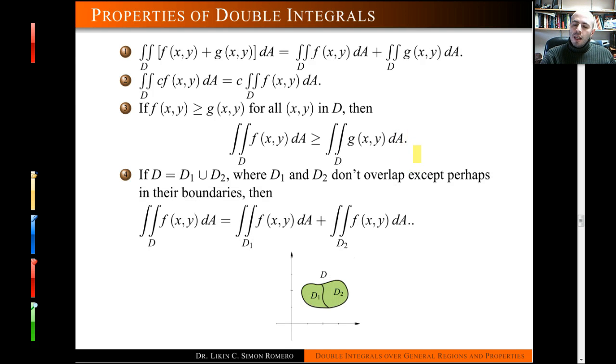The next one tells you something that actually is very useful, which is that every time you have a region, you can split it into two regions that don't overlap except at the boundaries. Then the double integral over the big region is just the sum of the double integrals over the two regions that you split the big region into. So in this case, D is split into D1 and D2, and you can just compute each individual double integral over the regions D1 and D2.